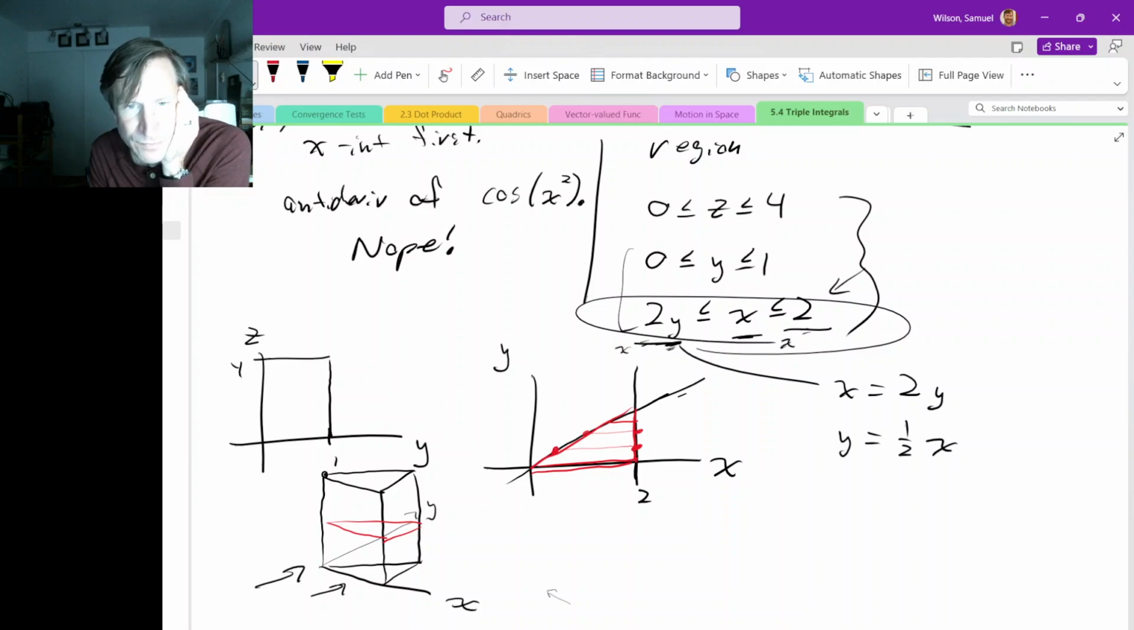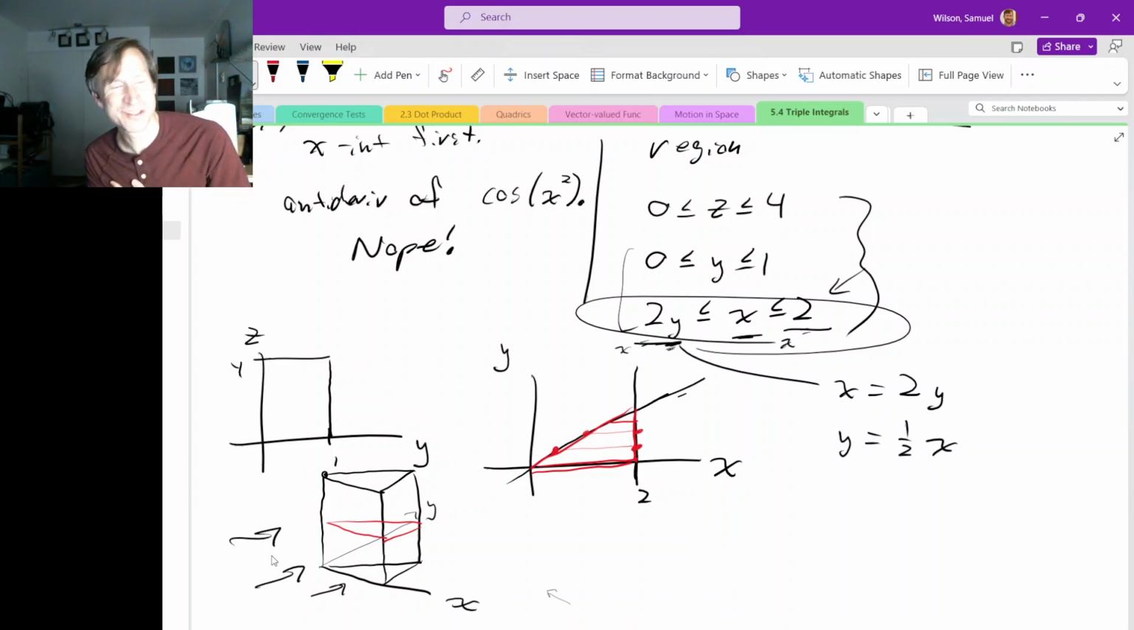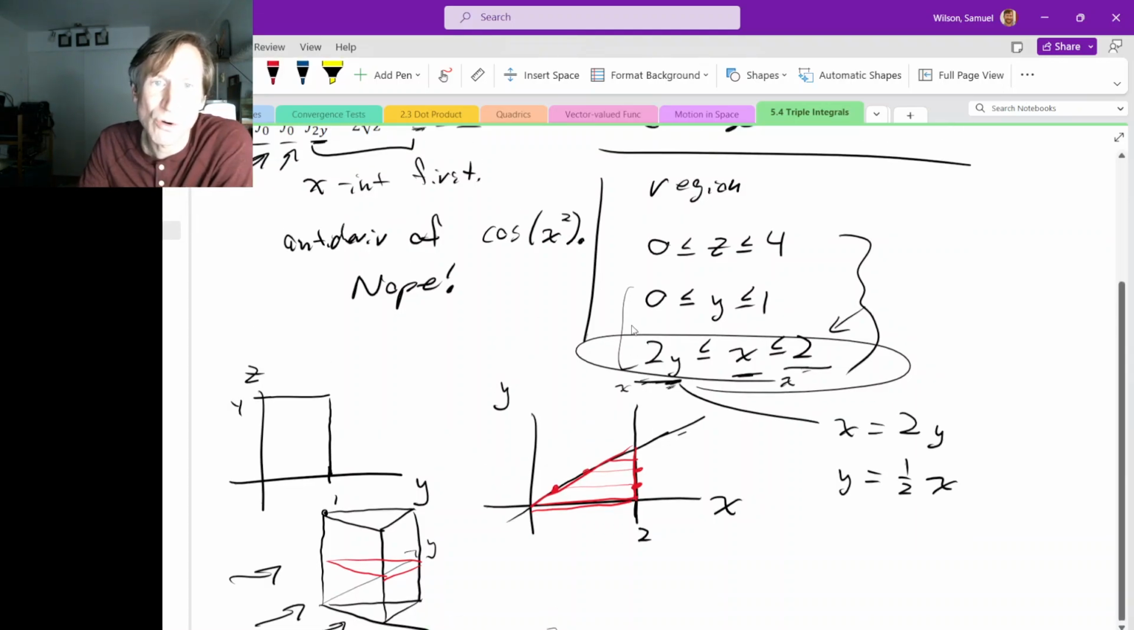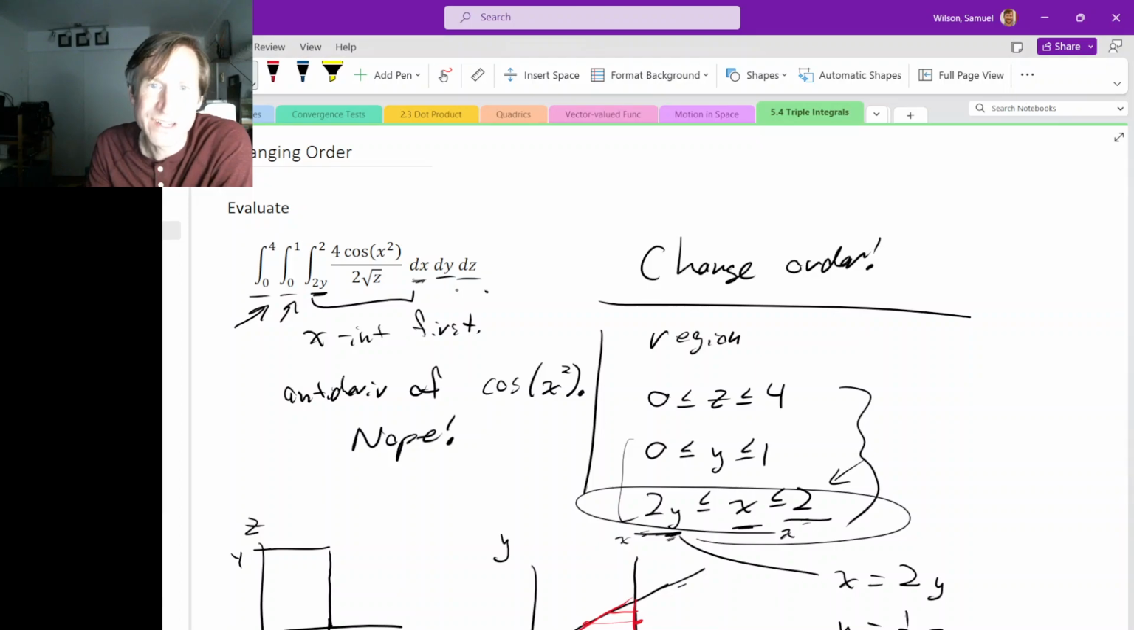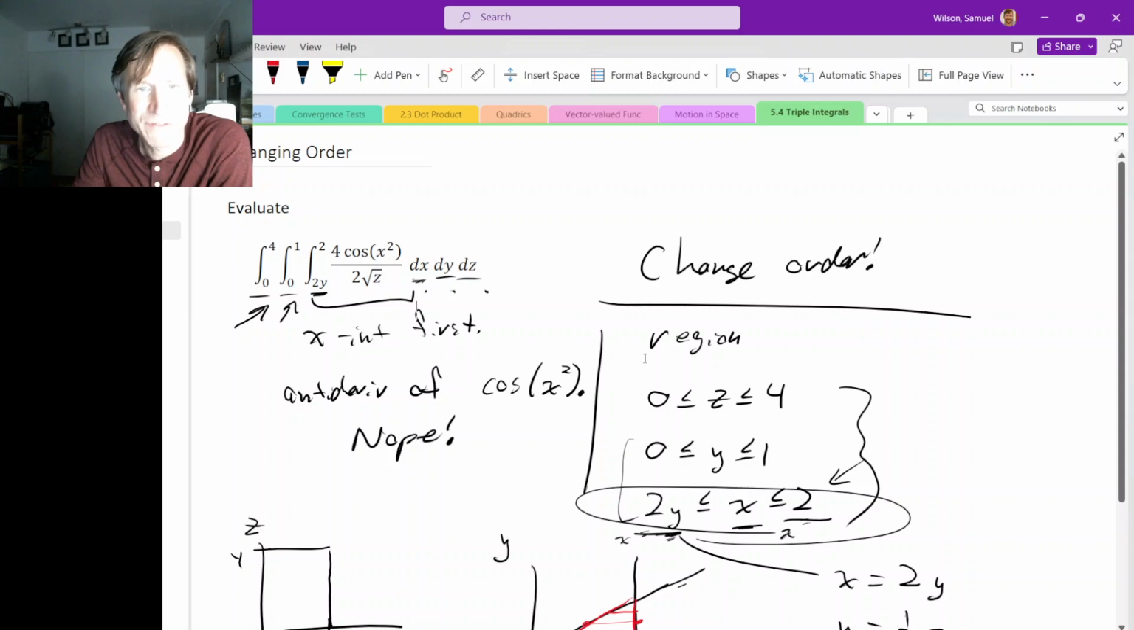Understanding this picture is going to make it easier for us to write down our bounds, right? So the original order was dz, dy, dx. That's a bad order because we can't do that antiderivative.